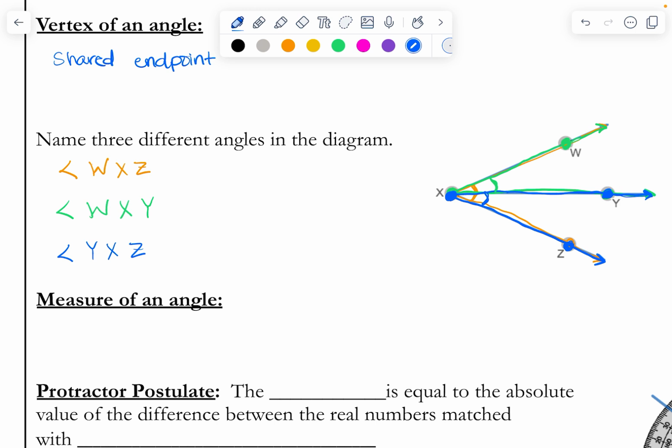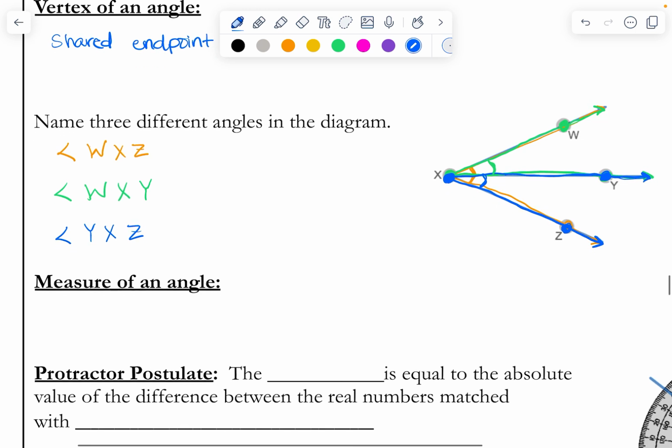All right, a measure of an angle. You should always have this in degrees. So if you're finding the measure of an angle, it will be in degrees. For example, it could be like 90 degrees, as a right angle, it could be 45 degrees. It could be 180 degrees. That is what it's talking about when it's asking you a measure of an angle.